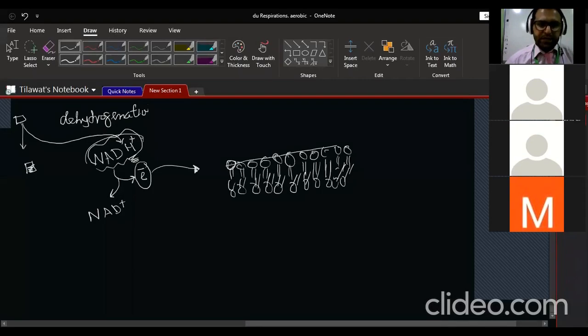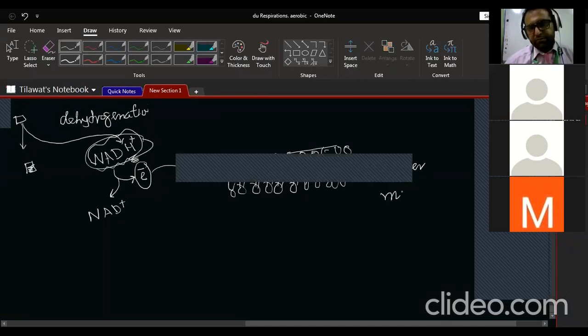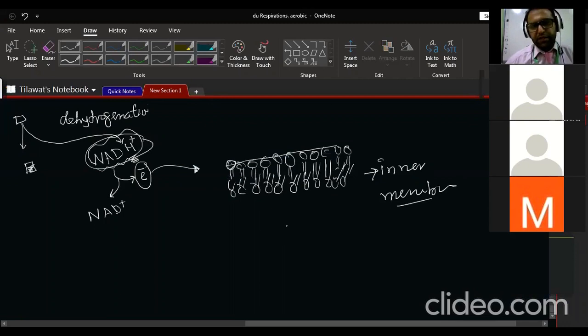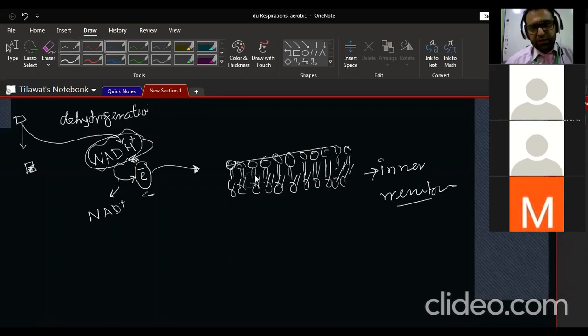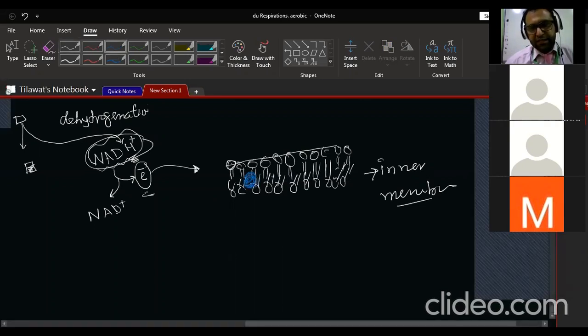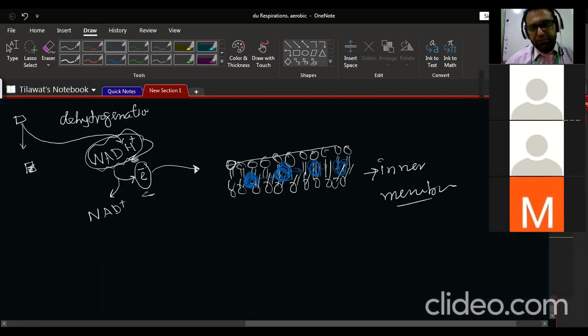For example, you can see it here, that electron and hydrogen ion accepted by NADH, right? Now, this is the inner membrane of mitochondria. Inner membrane of what? Mitochondria. Now, this electron will be accepted by different carrier molecules, different electron carriers, that are present in this membrane like this, okay? Correct? So this will start to move from one to another, from one to another.